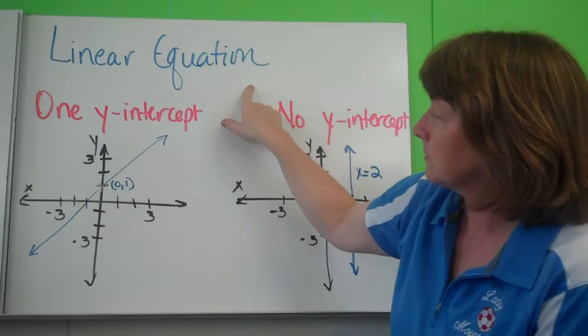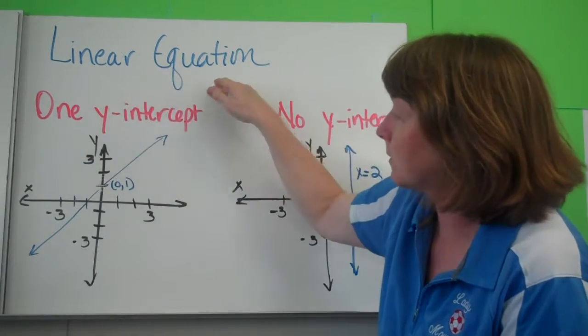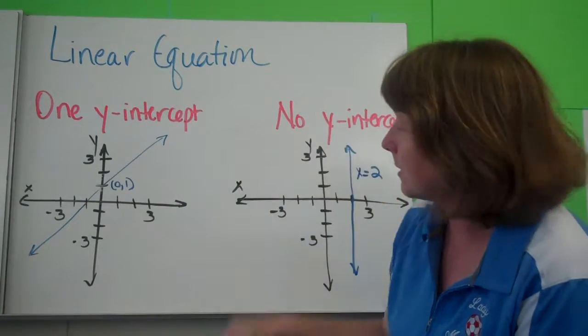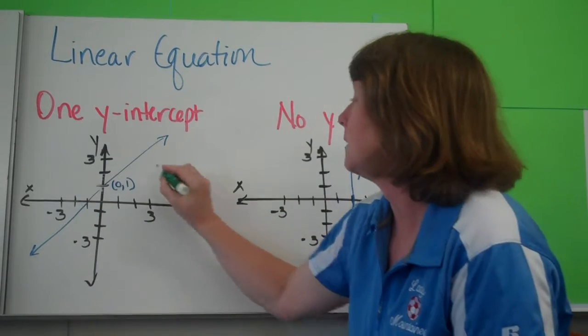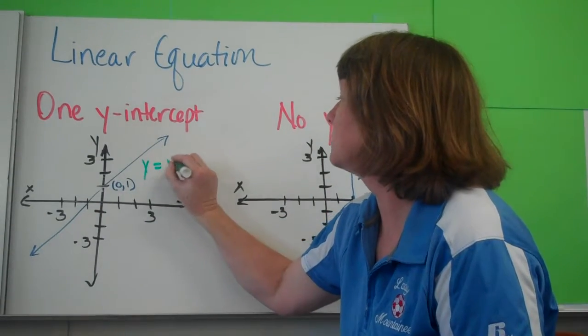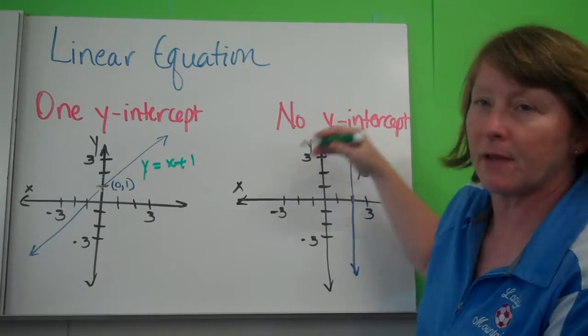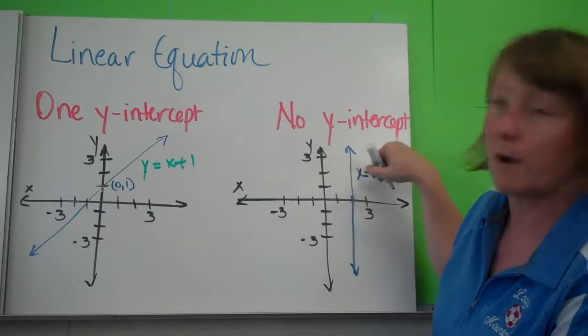Remember, linear equations are straight lines, so on a linear equation, we can have one y-intercept or no y-intercepts. Go back to our line. This is y equals x plus 1, and it crosses there, so we have 1. But if you have a vertical line, x equals 2, there are no y-intercepts.